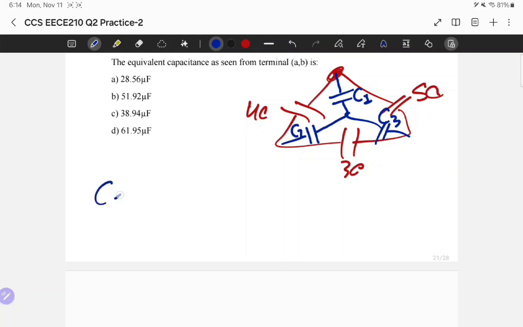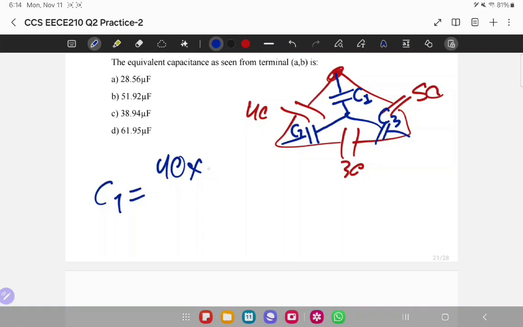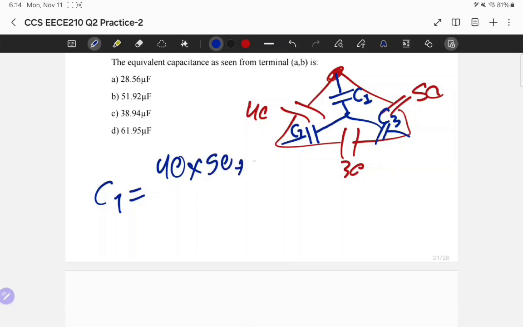So, C1, it's going to be the multiplication of everything. So, 40 times 50 plus 40 times 30 plus 30 times 50. So, I multiply every two pairs of capacitors, and I have 3 combinations of those. I multiply everything in pairs and consider all the combinations, and I get the numerator. And this goes on for all the other values.